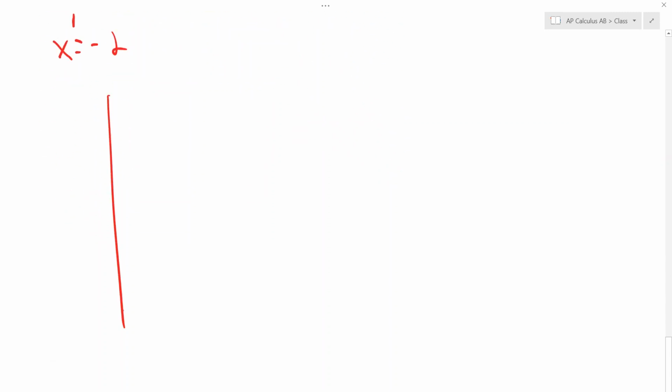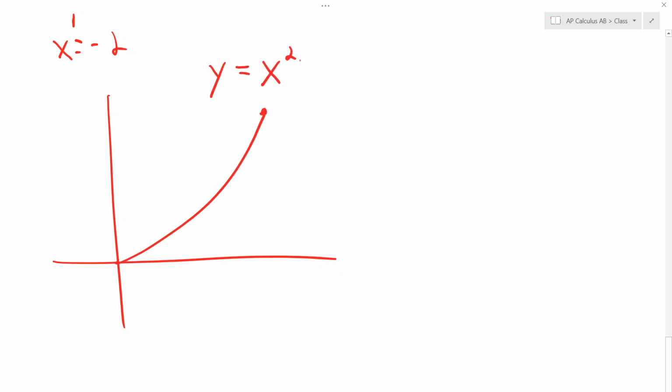So, let's say we had, I don't know, the square root of x. Nope. X squared. Y is x squared. And we had over here the line x equals 10. Okay? If I want to find the distance between those things for any y value, I hope it makes sense.